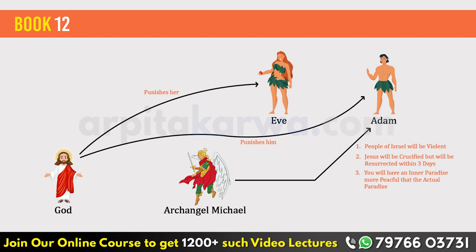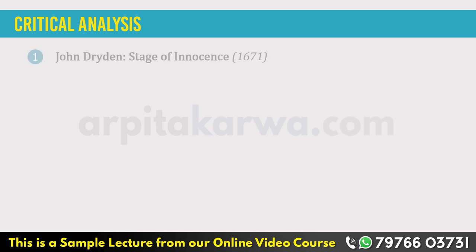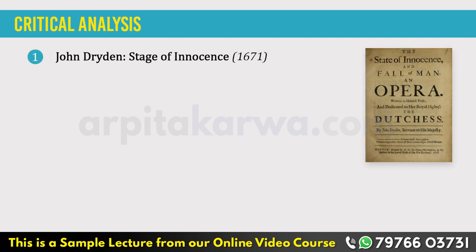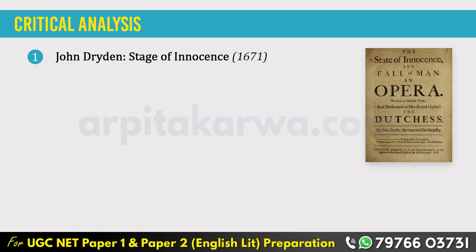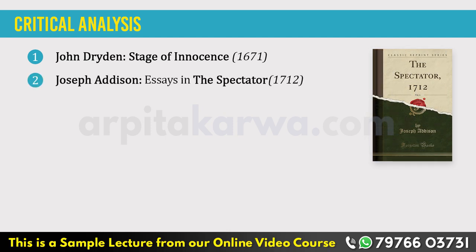Let's now discuss another important part of our discussion, which is critical analysis. John Dryden adapted Paradise Lost for a stage work named The State of Innocence, published in 1671. For this, he sought and received Milton's permission to put Paradise Lost into a rhyme. By the early 18th century, Paradise Lost gained much attention.